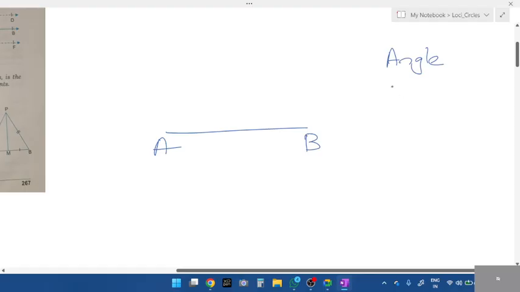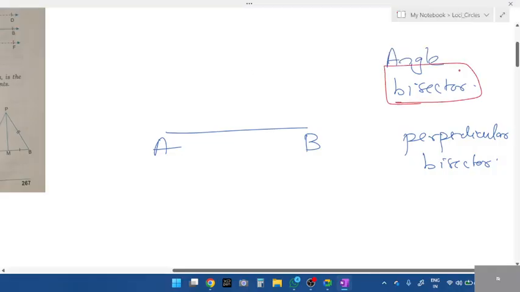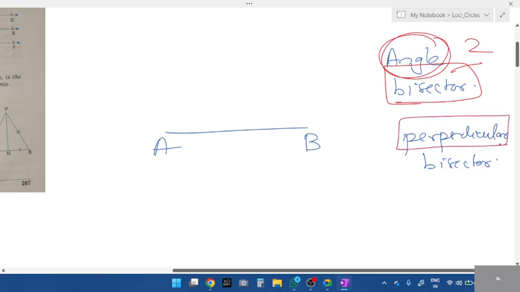Now, if I construct a line AB, in this you need to remember two things: angle bisector and perpendicular bisector. What do you mean by the word bisector, students? What is bisector meaning? You have to split into two parts. Very good. Angle. What are we bisecting here? We need to bisect angle. Next, perpendicular bisector. What do you mean by perpendicular, students? Perpendicular meaning is 90 degrees.